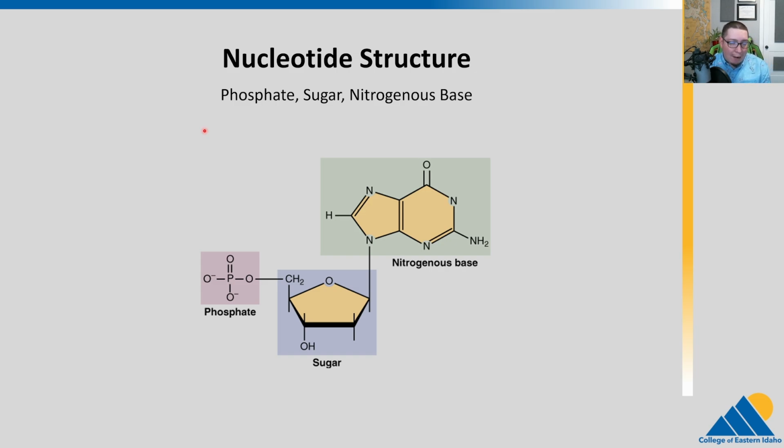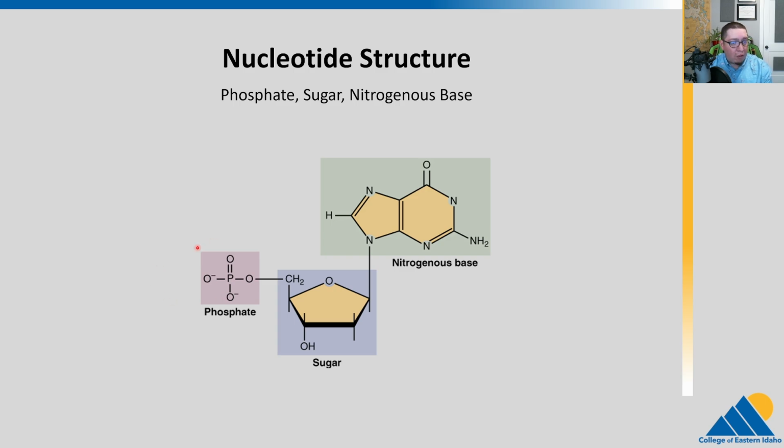Okay, so we've talked about this previously, but it's good review here. DNA, one of our macromolecules, is made up of nucleotides. A nucleotide is a base here. In this case, we're looking at a generic nucleotide. We don't know if it's DNA or RNA, but a nucleotide is made up of three parts.